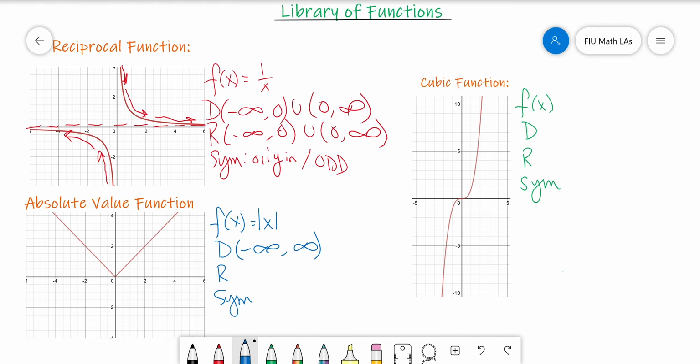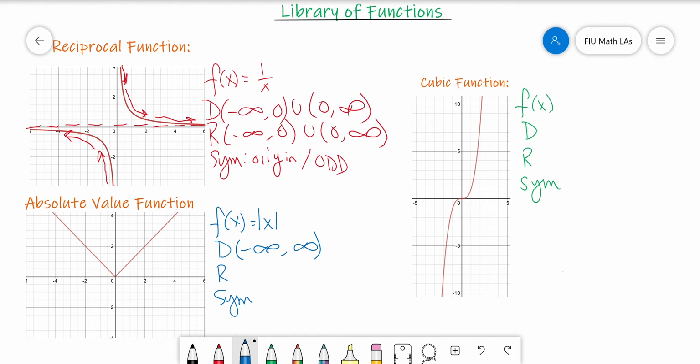The range of our absolute value function, however, is a little different. If we take the absolute value of a number, we will never get a negative number back. So if I take the absolute value of a negative number, it will become the positive number. If I take the absolute value of 0, it will only be 0. And if I take the absolute value of a positive number, it will stay the same.